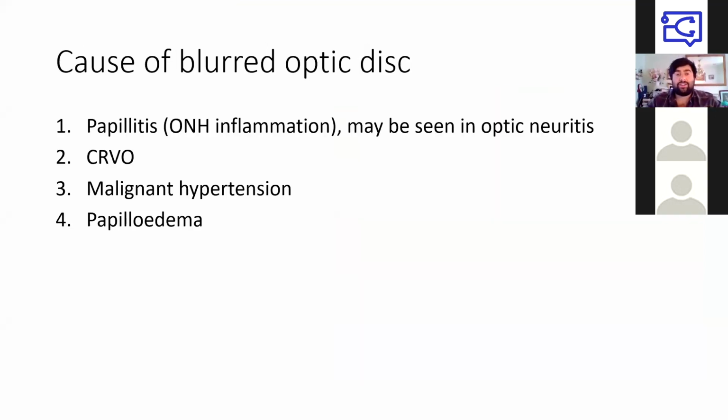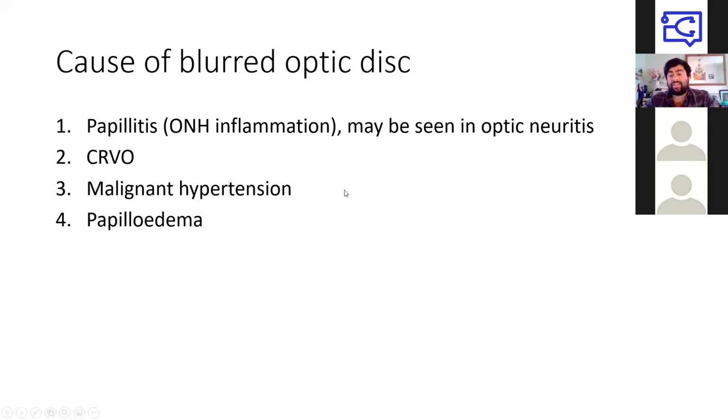This is the differential diagnosis taught to me by one of my good mentors, Dr. Bainan, of blurred optic nerve disc. So I thought I'll reference people as I go here. So the first is called papillitis, which is inflammation of the optic nerve head. Essentially, you can have inflammation of the optic nerve behind the optic nerve head, which is called retrobulbar optic neuritis. And then theoretically, you won't see any papillitis.